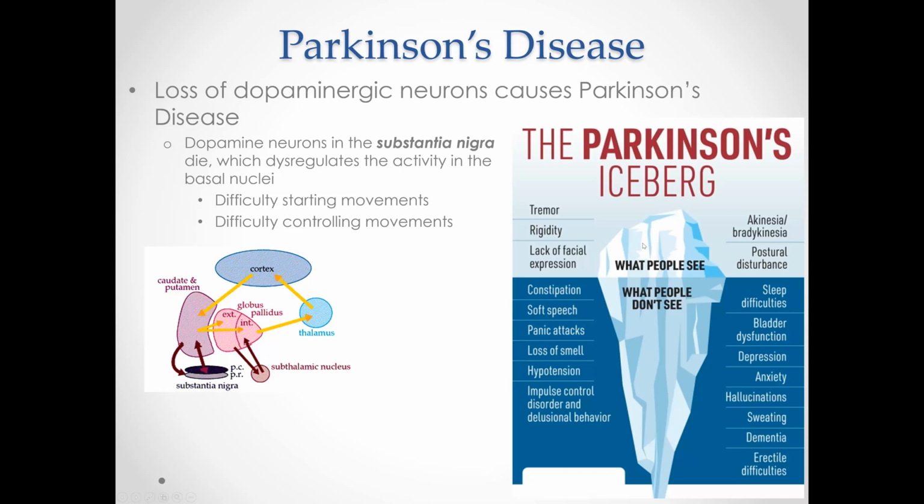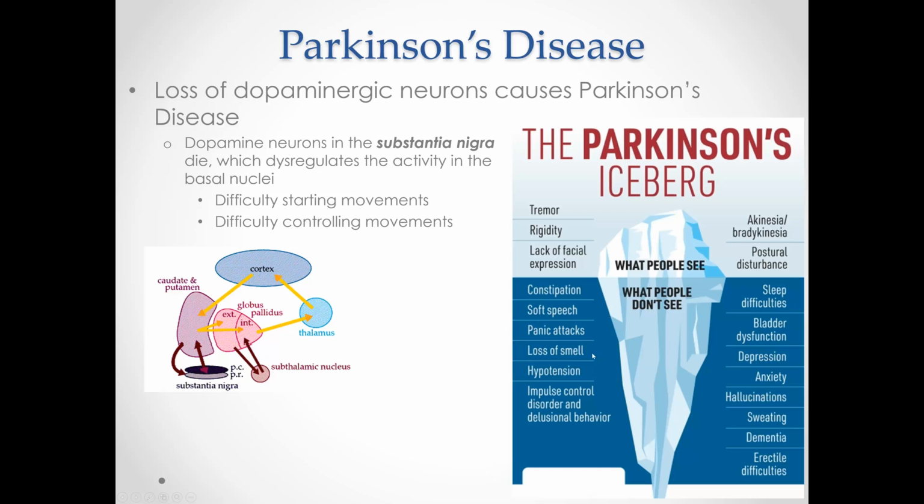So what people see is they see people that have a tremor, or they see the rigidity. That's when you can't start a movement. They see the bradykinesia, which is very slow movements, or akinesia, which are improper type movements, disturbances in the posture, lack of facial expression. But there's actually a lot more going on, and all of this stuff down here in the bottom, this is all related to the loss of those dopamine neurons.